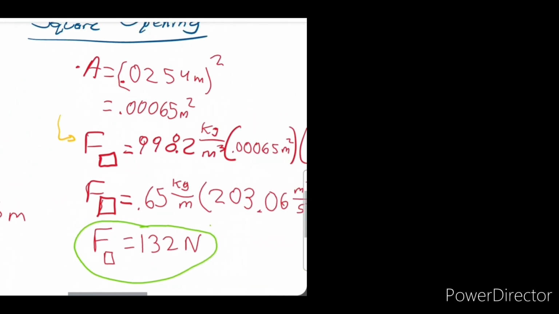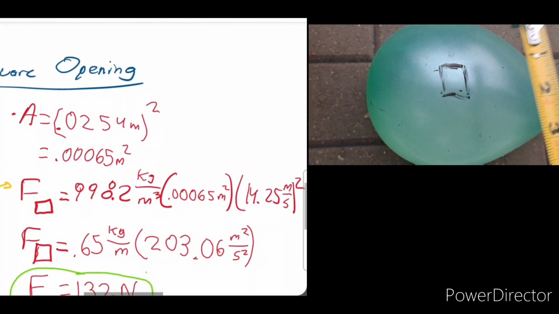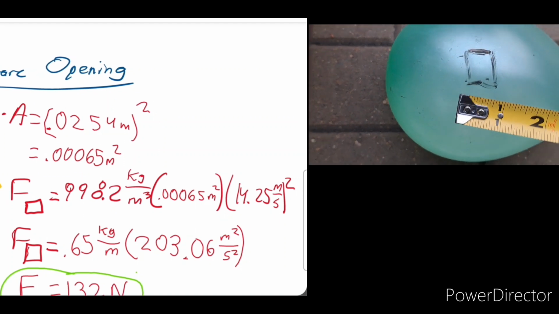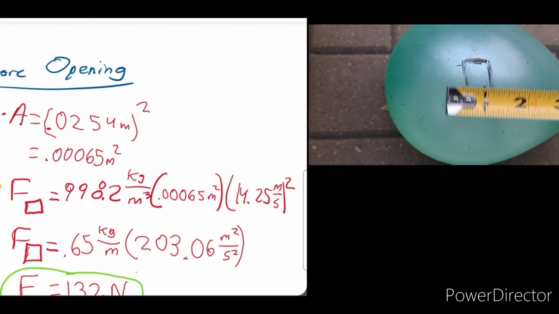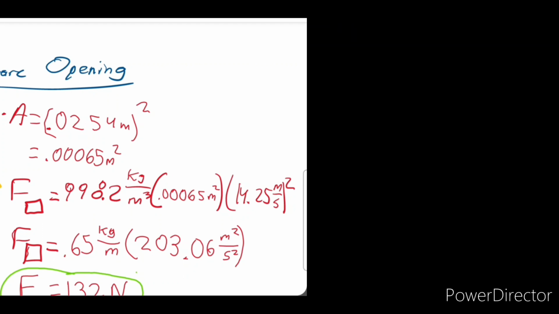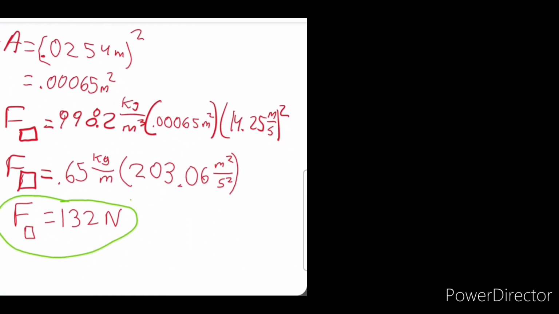Now let's start with the square opening. As we see in the video, the square is 1 inch wide. That converts to 0.0254 meters. Plugging that into the area equation of a square, we get 0.00065 meters squared. Putting this value into the force equation, we get a force of 132 newtons.